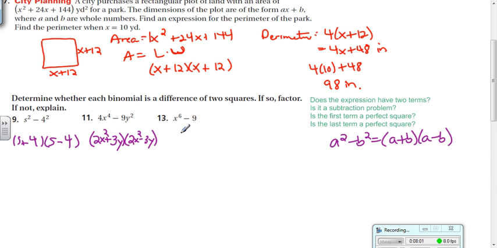Okay, what about x to the 6 minus 9? Does it have 2 terms? Yes. Is it a subtraction problem? Yes. Is the first term a perfect square? Well, the only way a variable to an exponent can be a perfect square is if the exponent's even. So I can split x to the 6th up into x to the 3rd, x to the 3rd. Is the last term a perfect square? Well, 9 has a square root. I can get 3, so I can have 3 and 3. But I have to multiply together to get a negative 9. So that means one of the 3's has to be positive, one of them has to be negative.